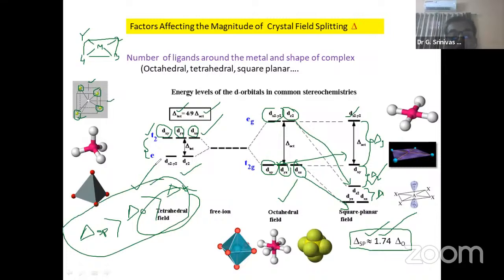This depends because the number of ligands in octahedral is more, and the structure is also in a confined way. So that's why the octahedral crystal field stabilization is higher than the tetrahedral. Whereas in the square planar, what happens is that the z axis ligands are removed from the octahedral field, and then only the square planar will be able to form. That's why the energy is somewhat different from the octahedral complex.